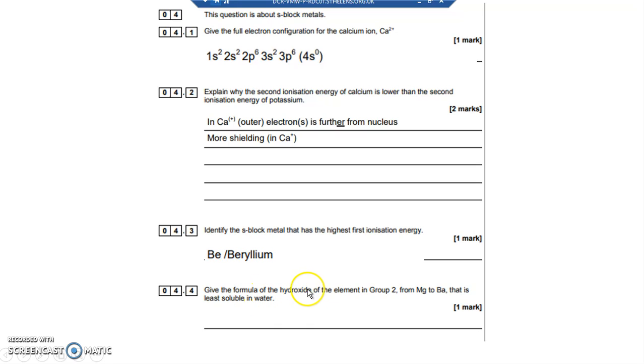Give the formula of the hydroxide in group 2 from magnesium to barium that is least soluble. So magnesium hydroxide is the least soluble, and it's Mg(OH)2. Magnesium is in group 2, OH is a 1- ion, and magnesium forms a 2+ ion, because it's got 2 electrons in its outer shell that it wants to get rid of to become stable. So 2+ and OH minus, I need 2 OH minuses to balance up the charges.